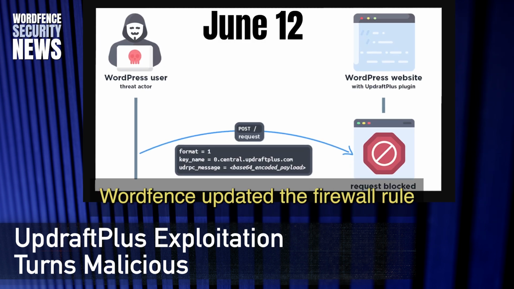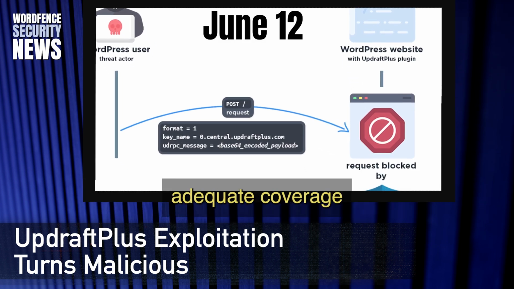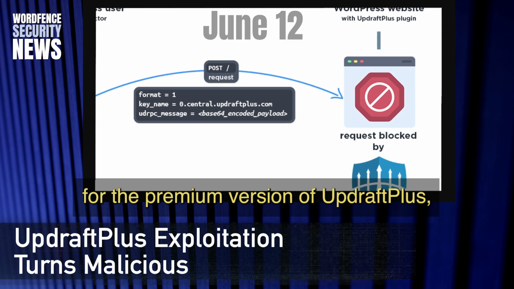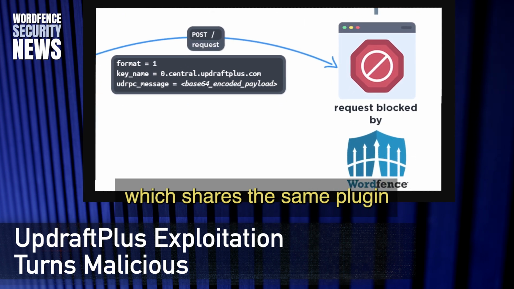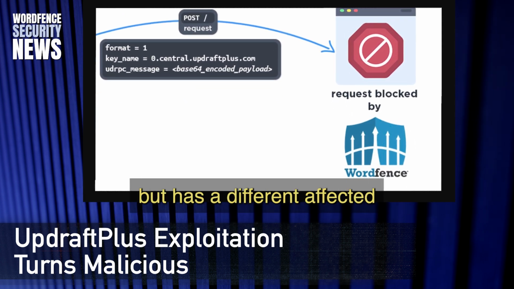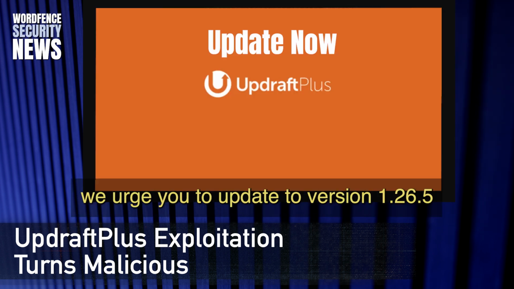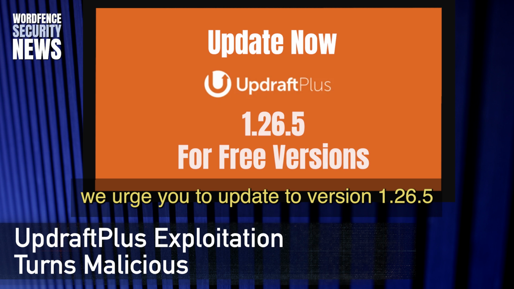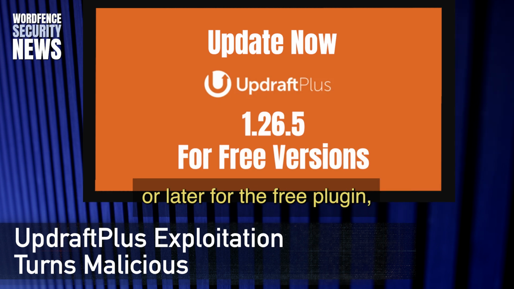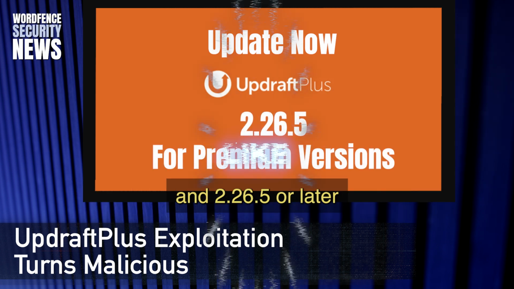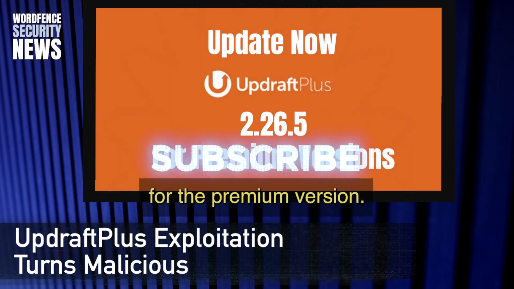On June 12th, Wordfence updated the firewall rule to ensure adequate coverage for the premium version of UpdraftPlus, which shares the same plugin slug as the free version, but has a different affected version range. If you use UpdraftPlus, we urge you to update to version 1.26.5 or later for the free plugin, and 2.26.5 or later for the premium version.